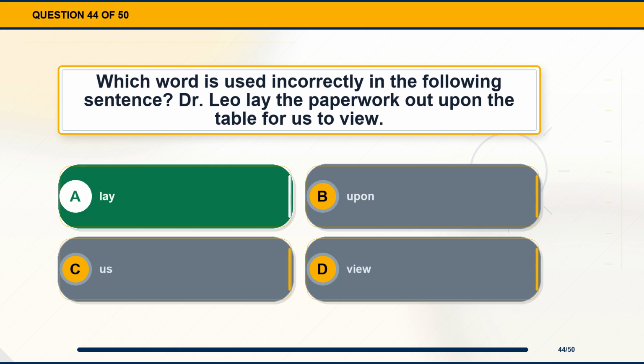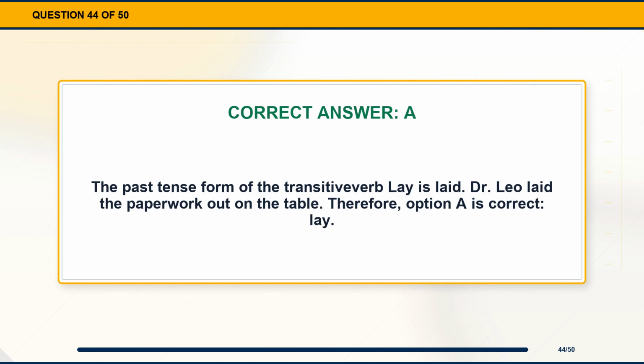The correct answer is option A, lay. Explanation: the past tense form of the transitive verb lay is laid. Dr. Leo laid the paperwork out on the table. Therefore, option A is correct, lay.